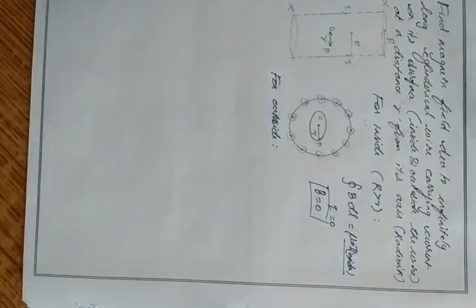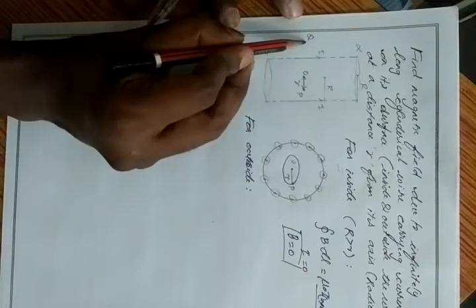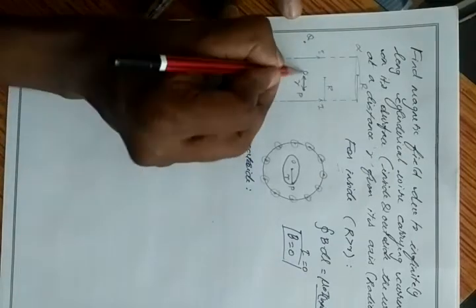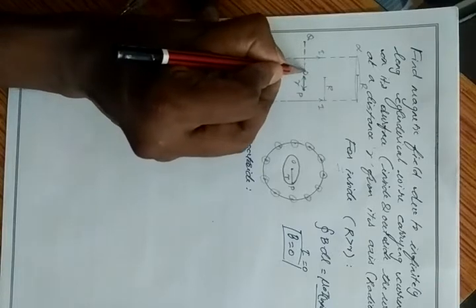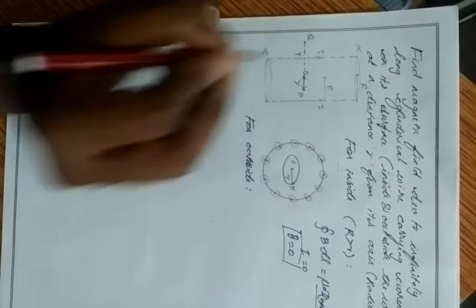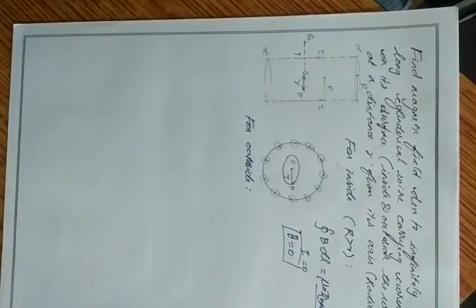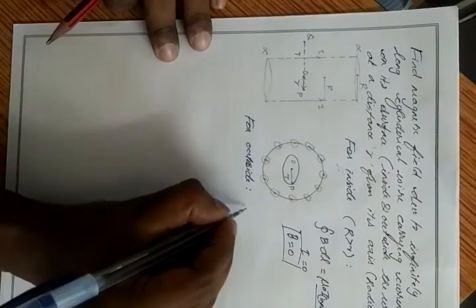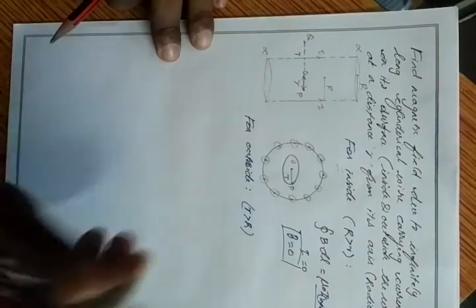So we consider a point outside the loop. Okay, this is our point. So this is our distance. I take this distance as small r. Now our small r is greater than the capital R, so I can write small r greater than capital R for the second condition.